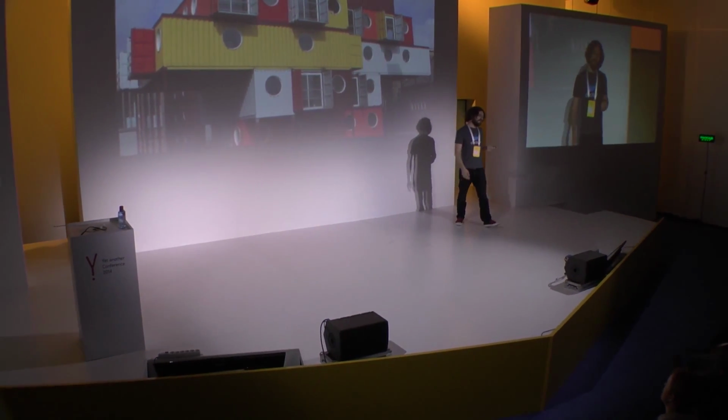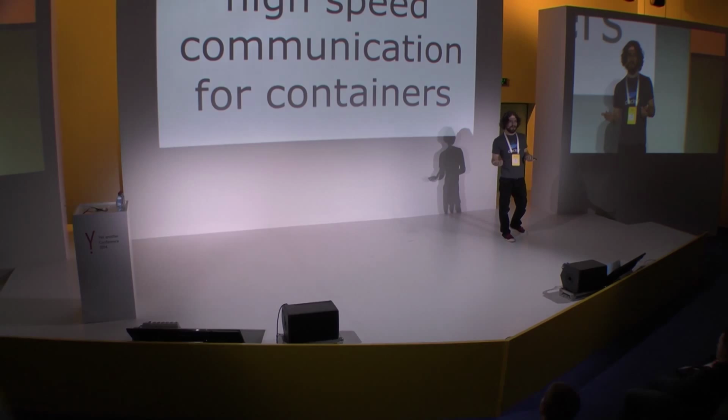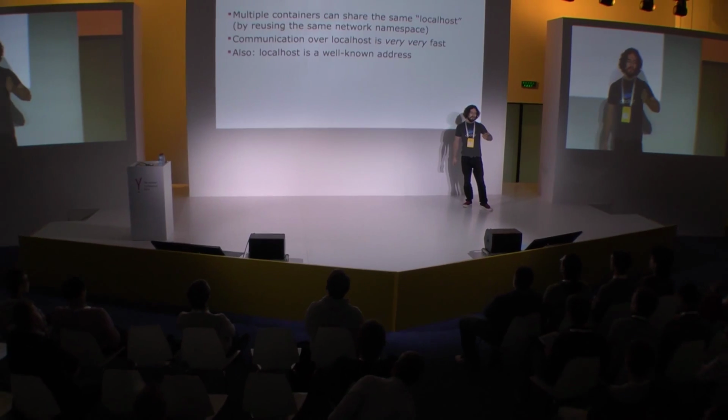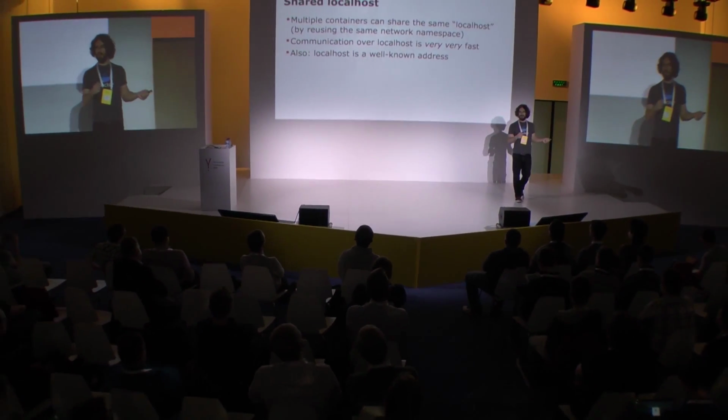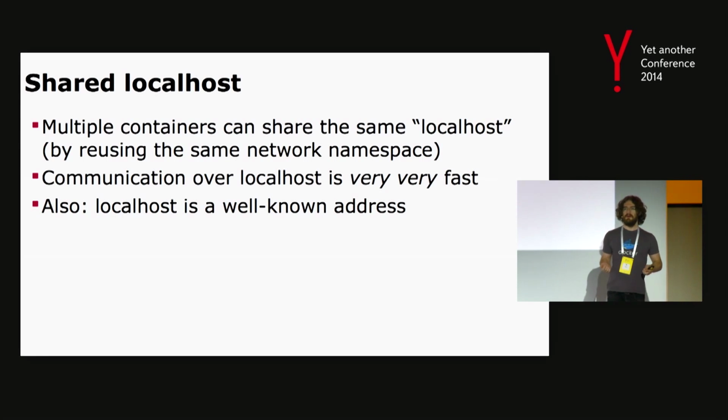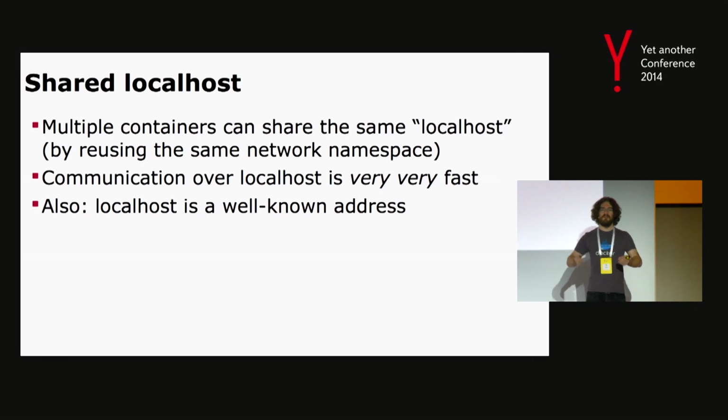So what kind of communication mechanisms do we have between containers exactly? So the first one is shared localhost. It means that when you start a container, you can reuse the network stack of another container. So you can start, let's say, a Postgres container listening on localhost, and then you can start a Python container with a web application. By connecting to localhost, it will reach the database.